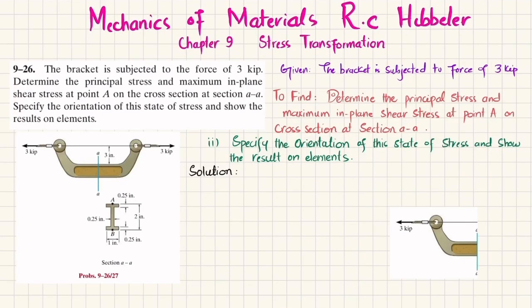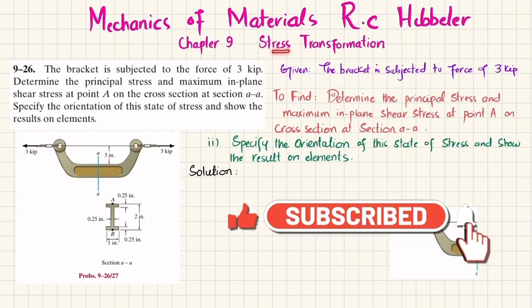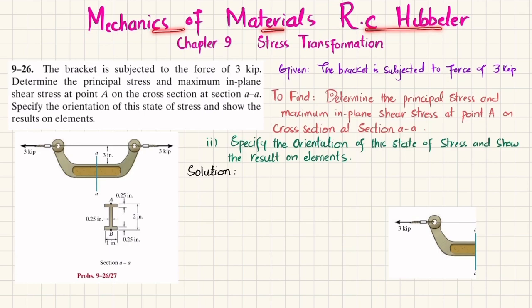Welcome back. Problem 9-26. This problem is taken from chapter number 9, Stress Transformation, and the book is Mechanics of Materials by R.C. Hibbeler. The statement is: the bracket is subjected to a force of 3 kips. Determine the principal stress and maximum in-plane shear stress at point A on the cross section at section AA. Specify the orientation of this state of stress and show the result on the element.